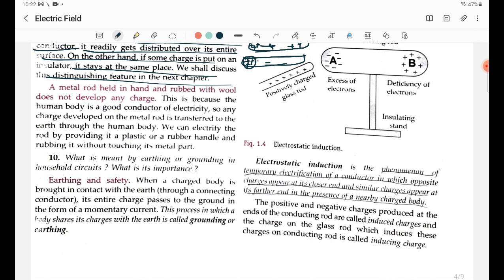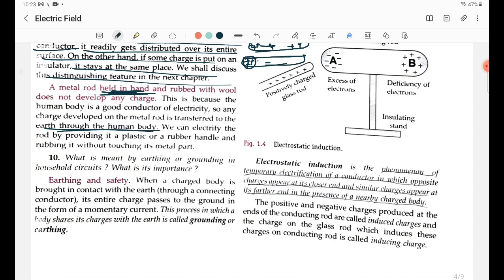Why? Because when the metal rod is held in hand, this is the important line, held in hand, important words. Why? Because the human body is a good conductor of electricity. Whatever charges the metal rod gets, the charges will get transferred to the human body, and it will get distributed. So the metal body held in hand will never develop a charge.